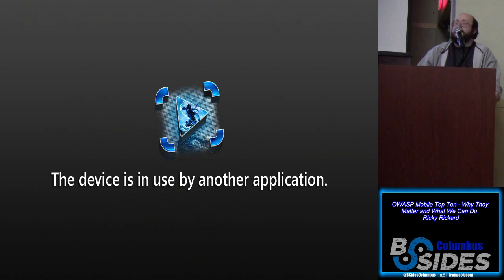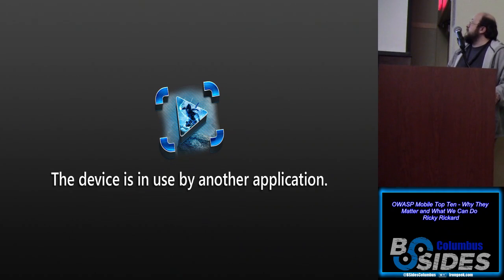I'm going to jump right in here. These are the OWASP Mobile Top 10 Risks. I'm going to go into them a little bit in more detail here. But as you can see, these are ranked in order of severity, in order of ease of use, in order of just how prevalent they are.